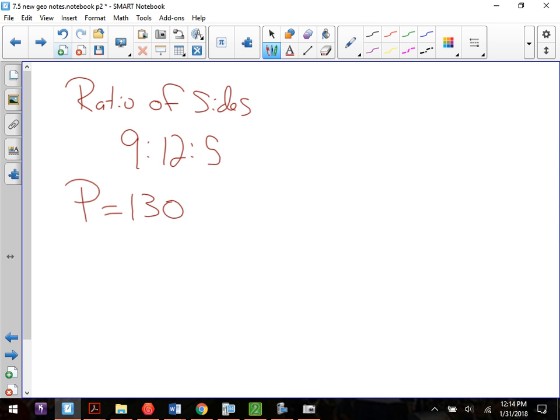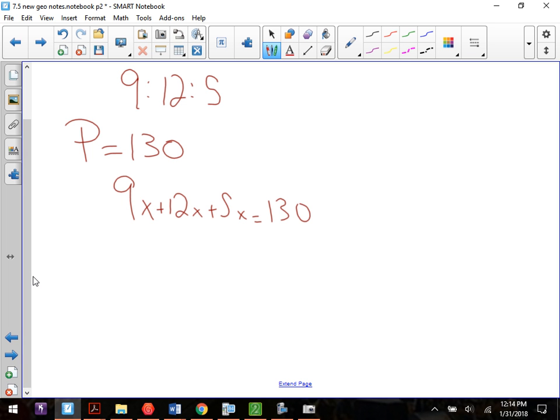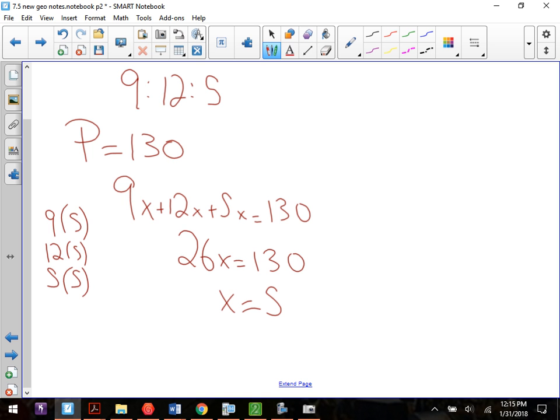So 9x, 12x, and 5x. What is that? 26x, I believe. Yeah. Divide that out, and you get 5. And then again, if it asks you to find the side lengths, you have 9 times 5, 12 times 5, and 5 times 5. 45, 60, and 25.